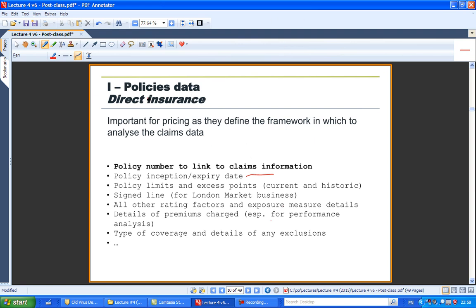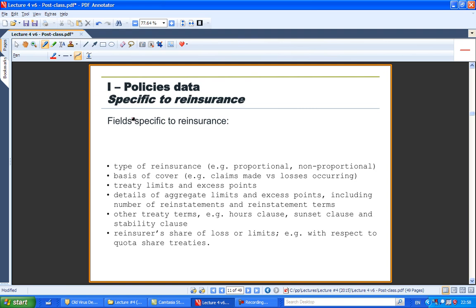That is, insurance between a customer, an individual, and an insurer, in the case of personal lines, or a corporate organization like Marks and Spencer and an insurer. This is called direct insurance. In the case of reinsurance, things are slightly more complex, and you may have a few more fields.